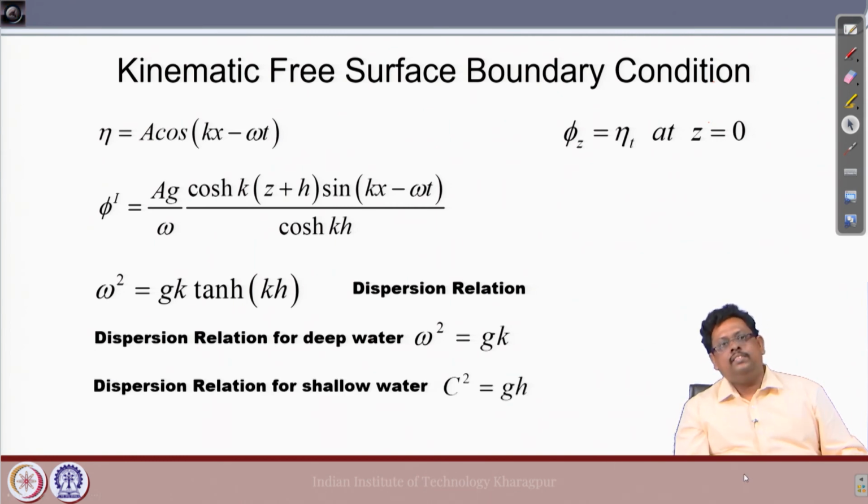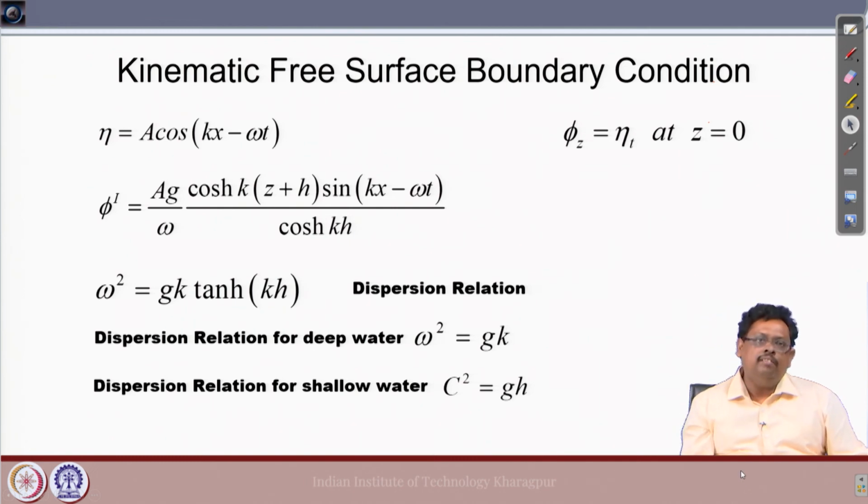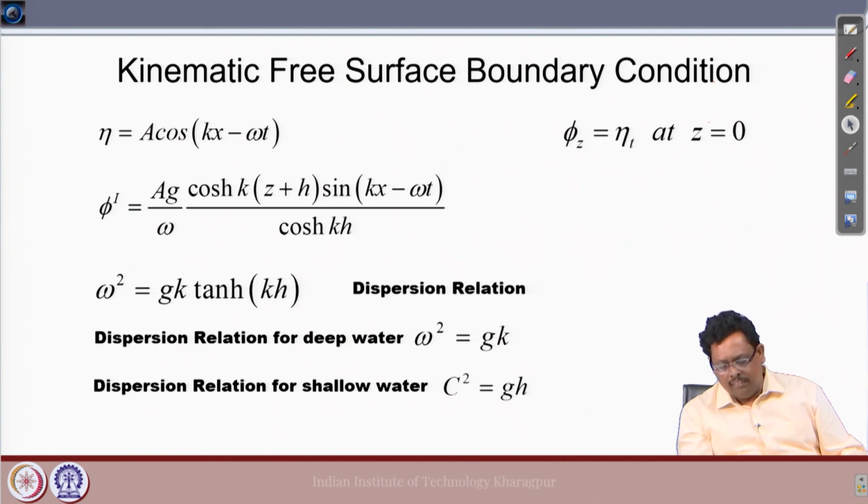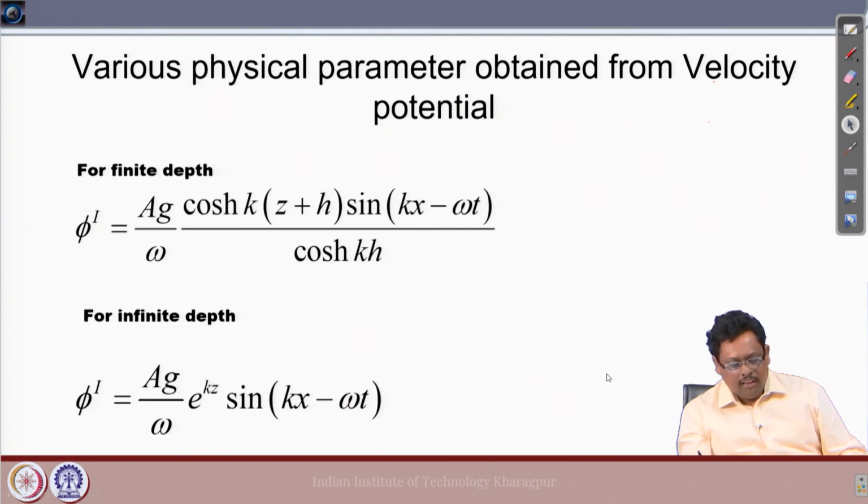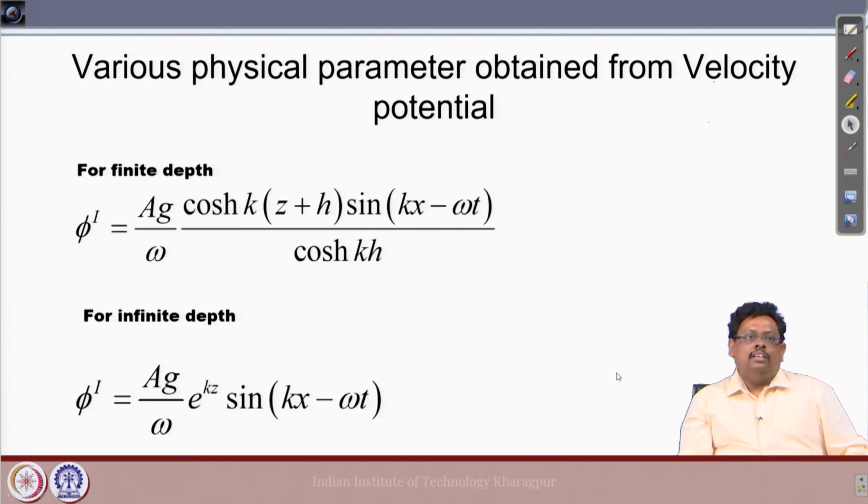And also the dispersion relation for shallow water is c squared equal to g h, that is also very elementary. Take h tending to 0, then tanh k h equals k h, and if you solve this you can get c squared equal to g h. But we are not going to use this second thing, we are definitely going to use omega squared equal to g k.